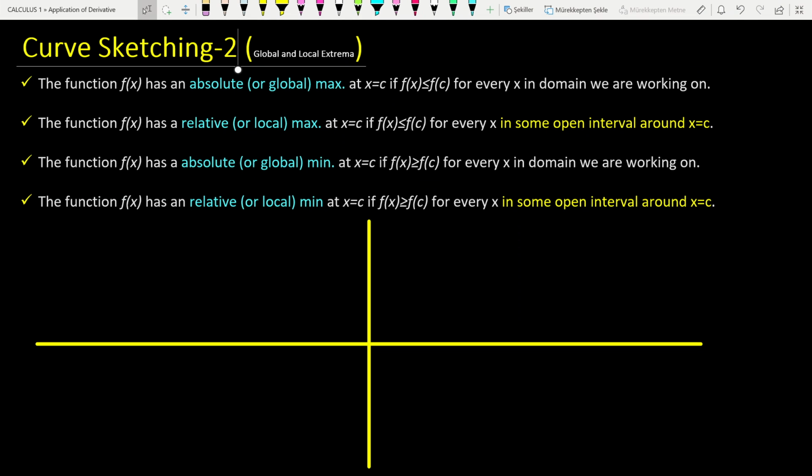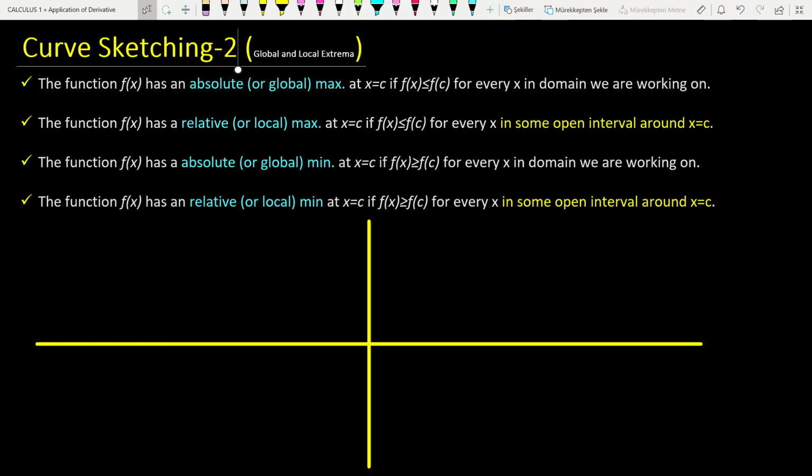The second important concept of curve sketching is global and local extrema. The word extrema is the plural of extremum point. It means extremum points. So we have two kinds of extremum points. One of them is global, in other words absolute. The second one is local, in other words relative. Okay? We have either a global maximum point or a global minimum point.